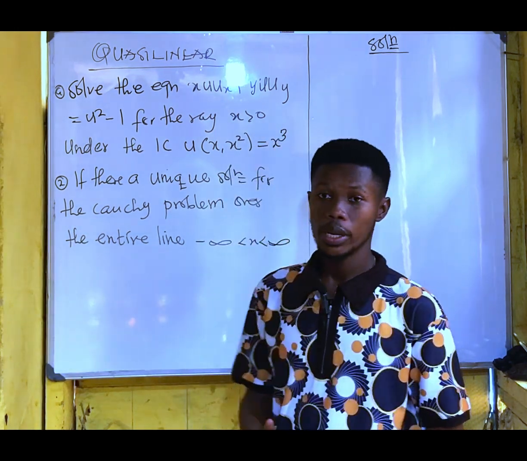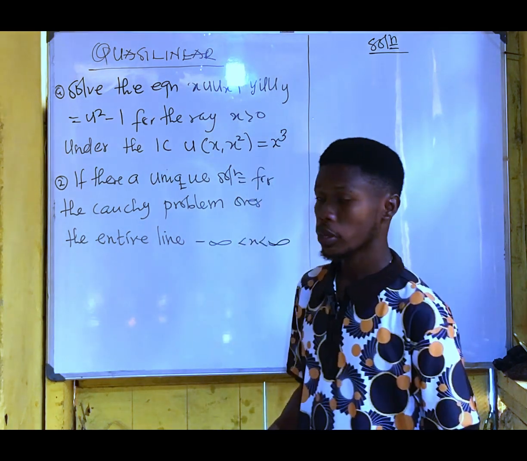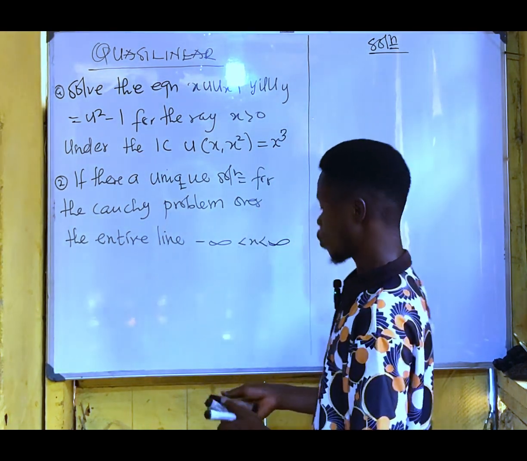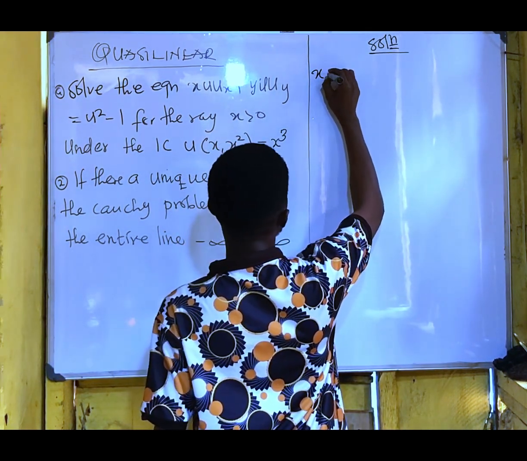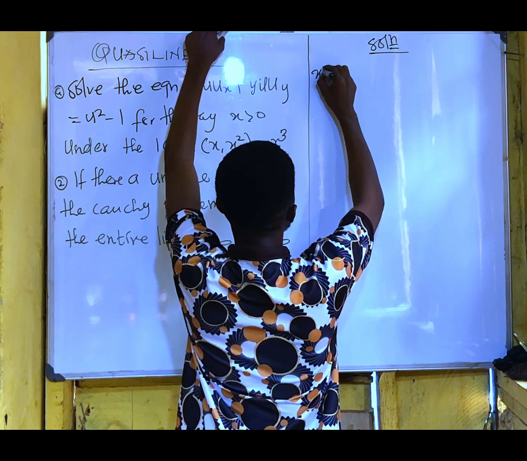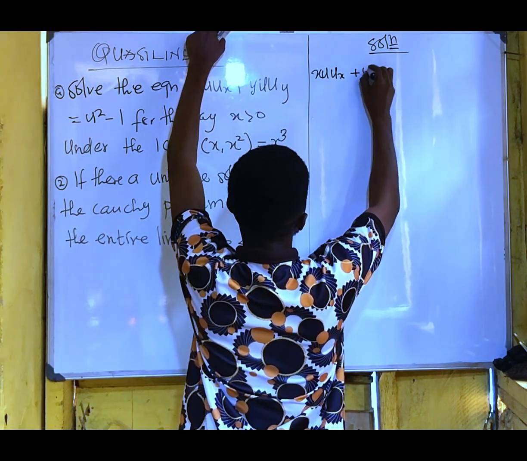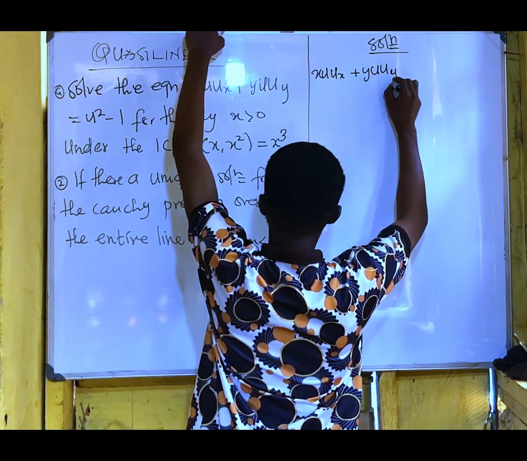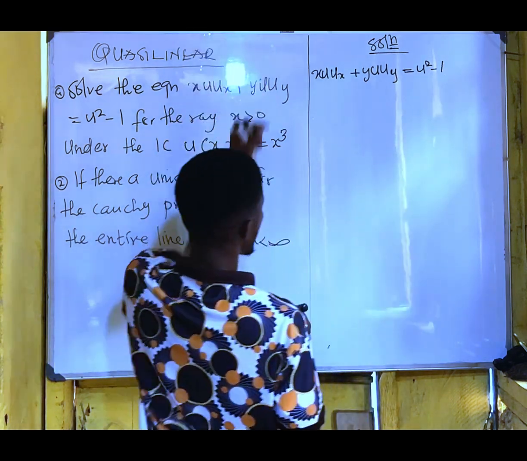So we are continuing with the method of characteristics under the question linear. So let's look at this question. Solve the equation x u_x. Let me write the equation here. So this is the equation you are going to solve.